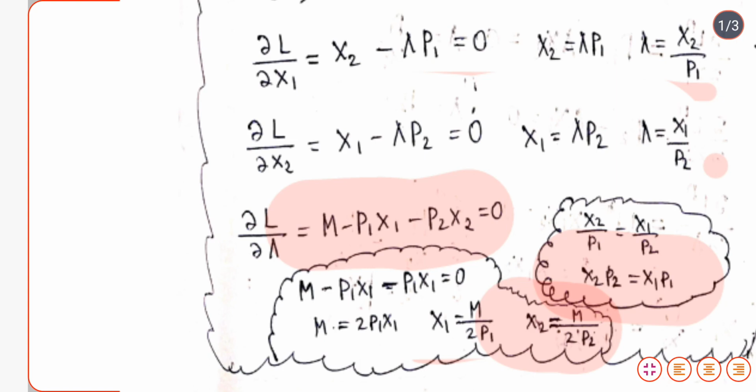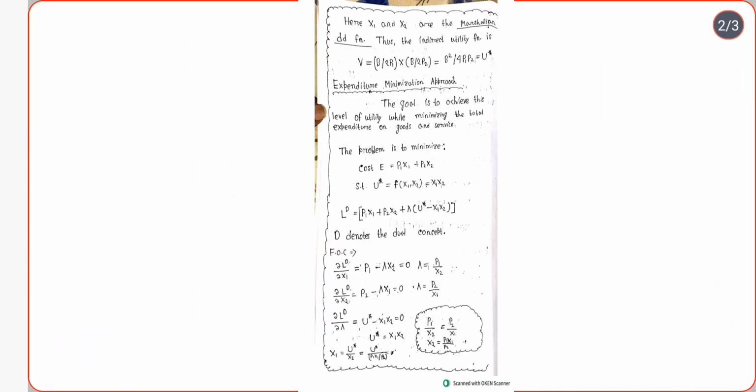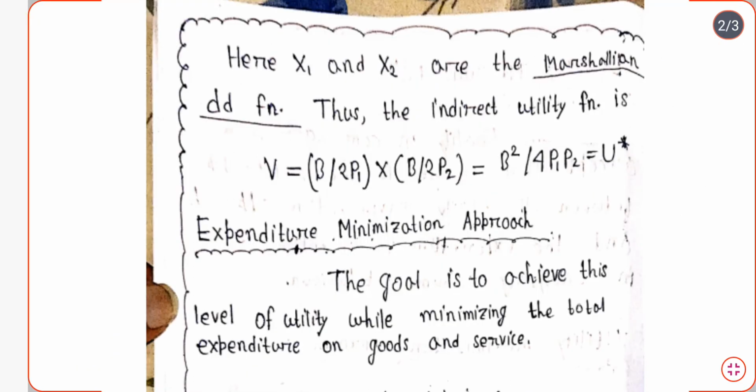These are called the Marshallian demand functions. A very important topic. The Marshallian demand function is the function where the commodity is represented by the income of the consumer and the price of that commodity. So these x1 and x2 are the Marshallian demand functions, and if we put these values of x1 and x2 in the utility function, what was the utility function?